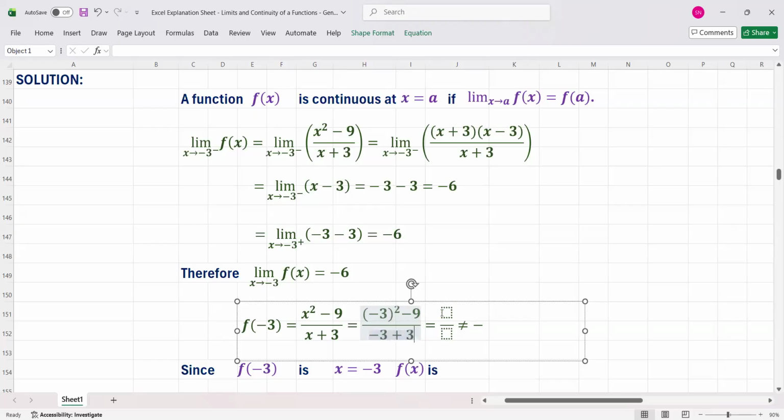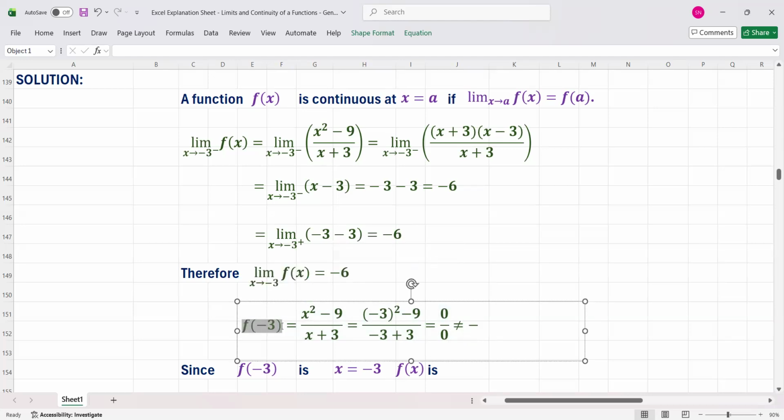Now the numerator is going to be 9 minus 9. And what is 9 minus 9? That is 0. And the denominator also is going to give me 0. So what is 0 over 0? This 0 over 0 is not equal to the negative 6 we found. I hope you know what we are trying to show.